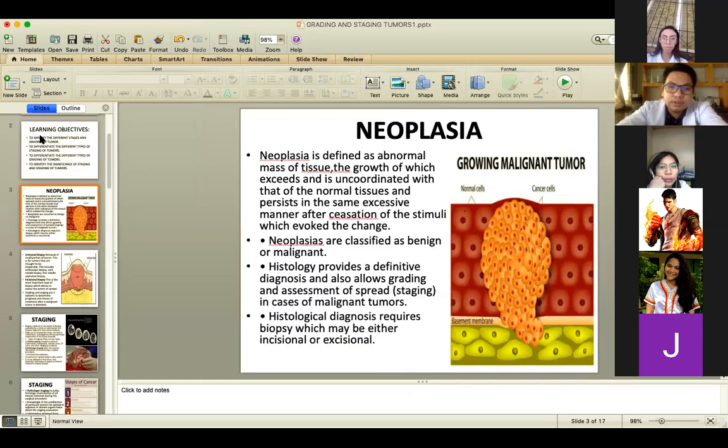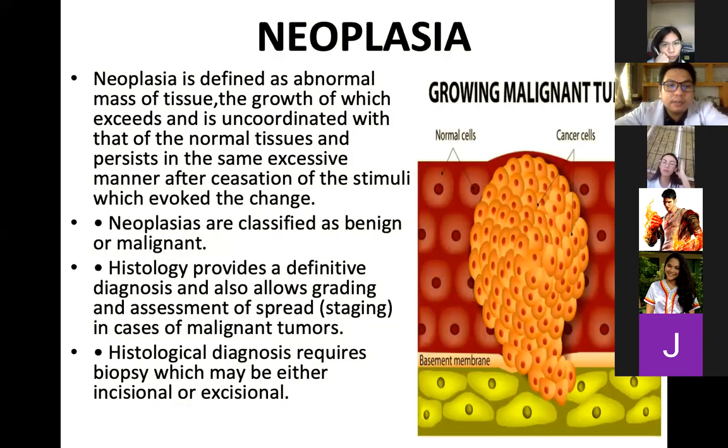Okay, class. So this is after anaplasia. After that, it will lead to neoplasia. Neoplasia is defined as an abnormal mass of tissue, the growth of which exceeds and is uncoordinated with that of the normal tissues and persists in the same excessive manner after a cessation of the stimuli which evoked the change. Okay, class. Ano yung difference ng neoplasia with other cellular growth patterns?